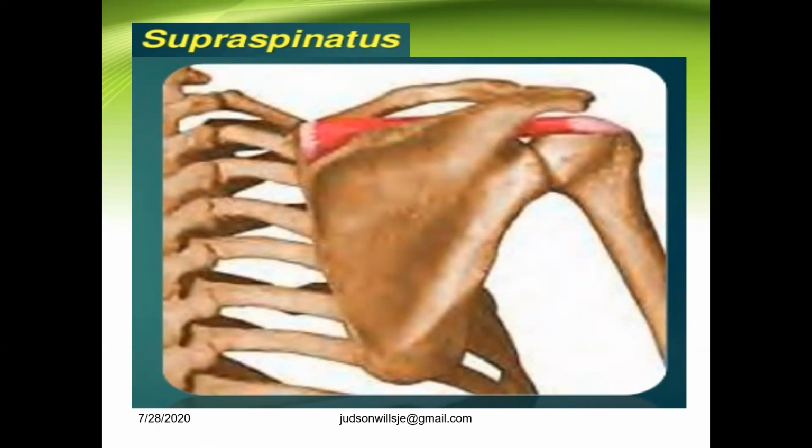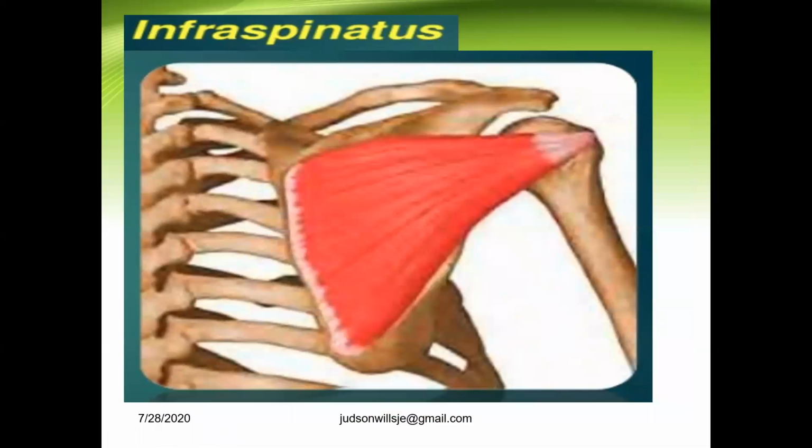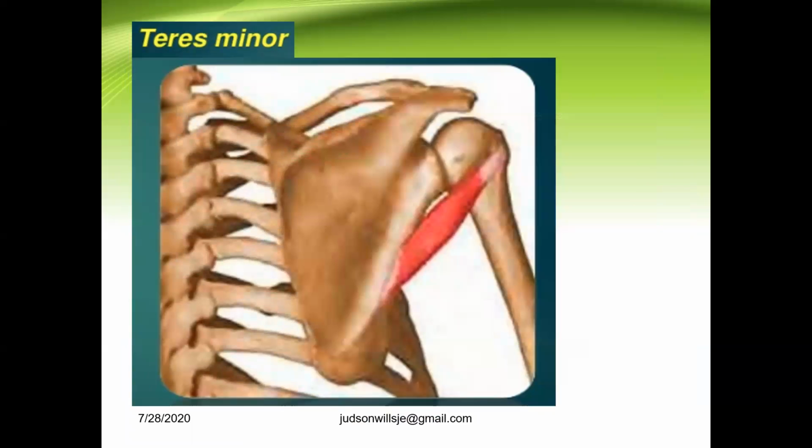And next is infraspinatus. Basically, this is the infraspinatus. You can see the infraspinatus arising from the infraspinous fossa, and it attaches to the middle facet on the greater tubercle of the humerus, which helps in external rotation of the arm. That's the main function of the infraspinatus.